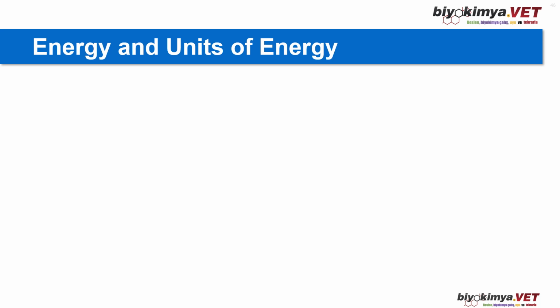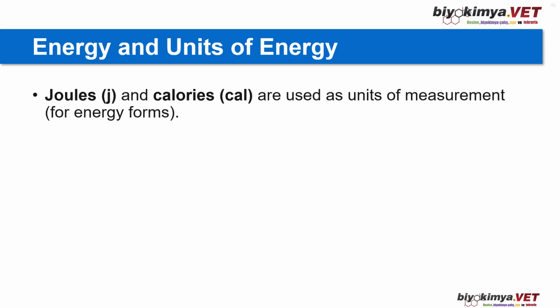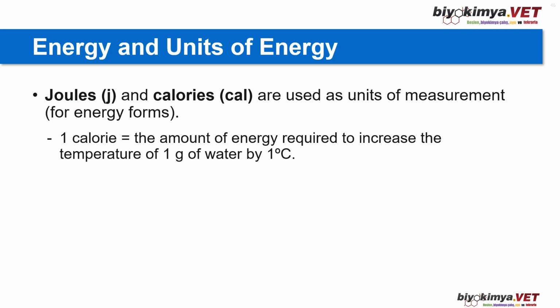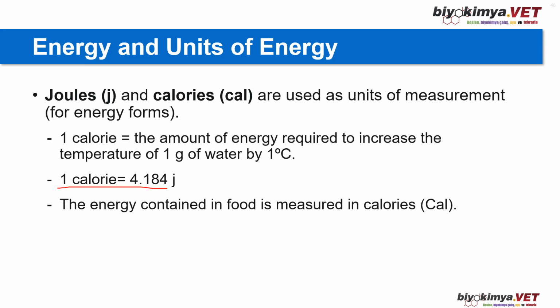Energy and units of energy. Joules and calories are used as units of measurement for energy. And 1 calorie is equal to the amount of energy required to increase the temperature of 1 gram of water by 1 degree Celsius. The conversion is that 1 calorie equals 4.184 joules.